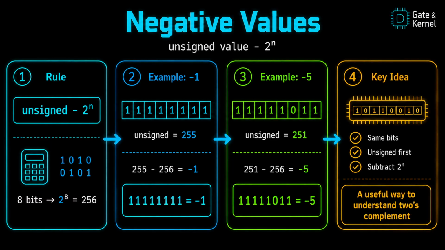Chapter 8. A useful way to think about negative values. There is another useful rule. For an n-bit 2's complement number, if the value is negative, you can treat the bit pattern as unsigned first, then subtract 2 to the power of n. For 8 bits, subtract 256. For example, 8 binary ones have unsigned value 255. 255 minus 256 equals -1. The pattern 11111011 has unsigned value 251. 251 minus 256 equals -5. This gives us another direct way to interpret negative patterns.